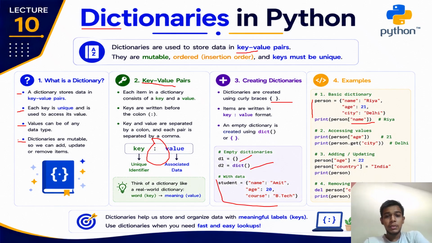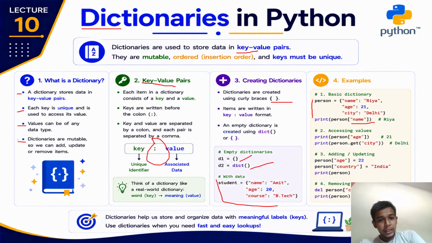So this makes dictionary very easy to understand. Here you can see that person age. So age is 21. So you can see the output 21. Now here you can see get method is used. A get method is another safe way to access value. If the key does not exist, get returns None instead of giving an error.